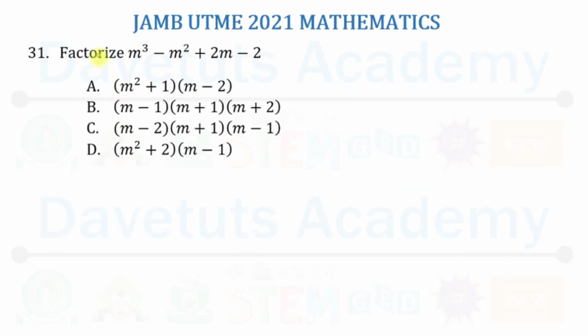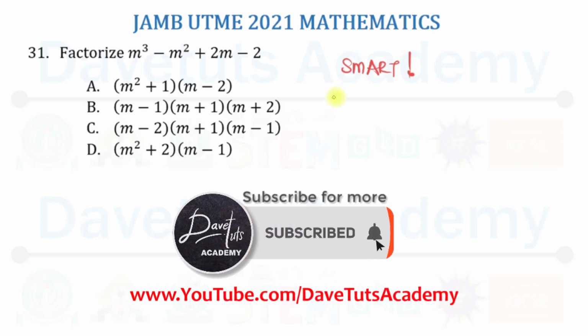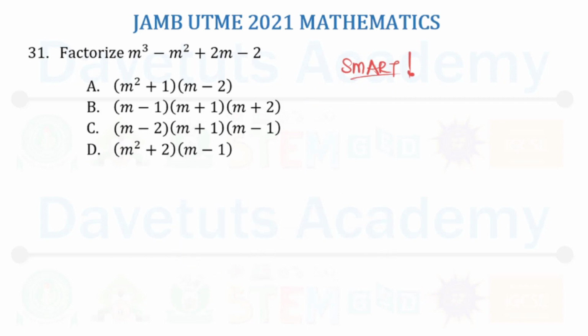In this question, we are told to factorize a polynomial of degree 3, and this is a classical example of an area in which you need to work smart. So how do we go about factorizing this? We need to not just be cracking our head. Instead, we can make use of the factor theorem. So factor theorem can help us out.